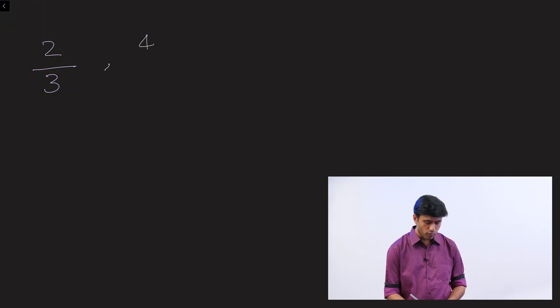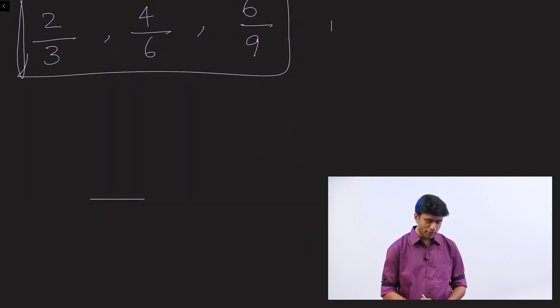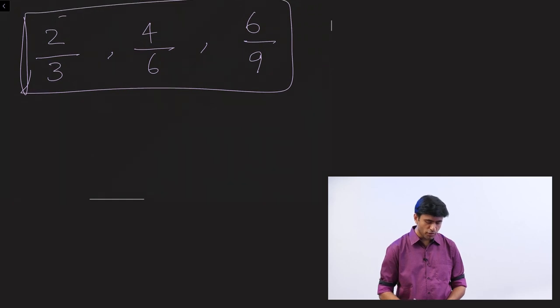Can be 4 by 6. Another fraction can be 6 by 9. That's right. They are equivalent fractions, because when you reduce them into the simplest form, you will find the value is the same.